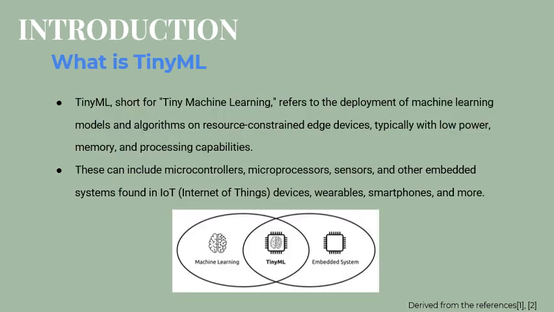Next one is TinyML. TinyML, in short, is tiny machine learning. As I've already mentioned, a machine learning model as such is huge and big, and this is the stripped down version. TinyML is the stripped down version of machine learning. It's compatible with resource constrained edge devices with low power consumption, memory, and processing capabilities. Some of the applications are IoT devices, wearables, smartphones, etc.